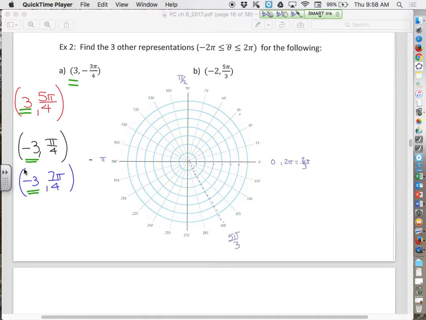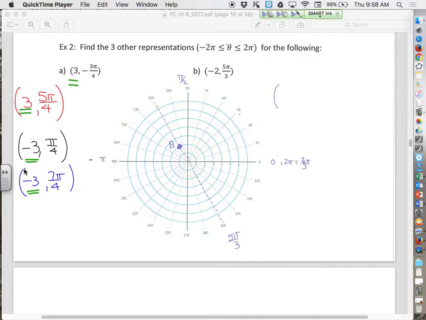That's my angle measure. And my radius is -2. So if I continue this in the opposite direction here, my radius is -2. So that's going to put me right there. So I want to come up with some other angles and radii that put me in that same spot.